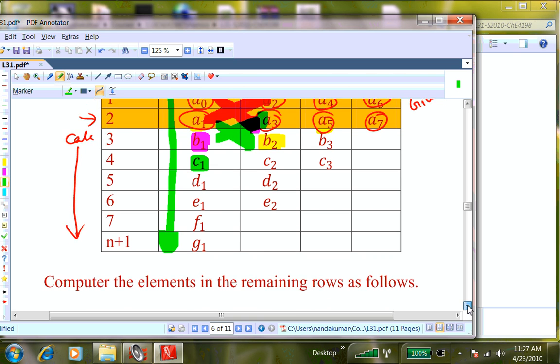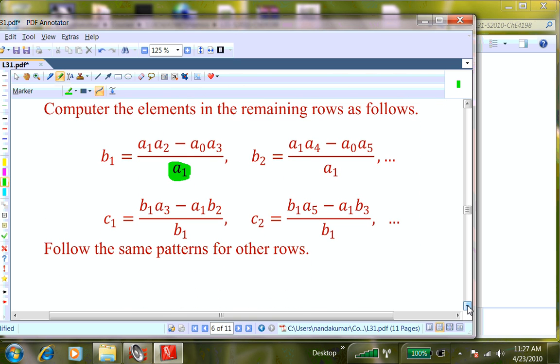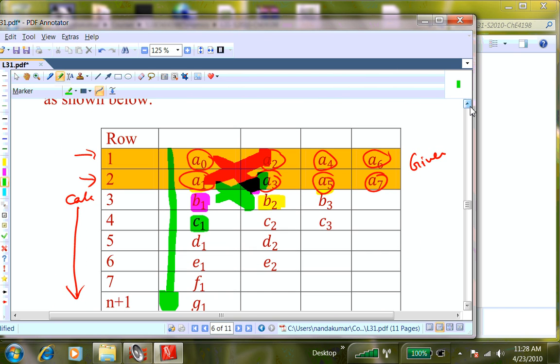B3 will be divided by A1. Always it is divided by A1. So this is also divided by A1. So B3, for example, would be what? B3, it's not A3. Watch out. Always A1. The first one is always from the first column. So it's A1 multiplied by A6 minus A0 multiplied by A7. If A7 is not there, it's 0. So it is 0. And divided by A1.